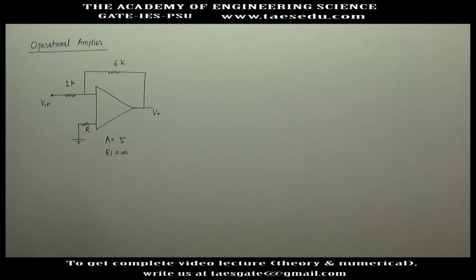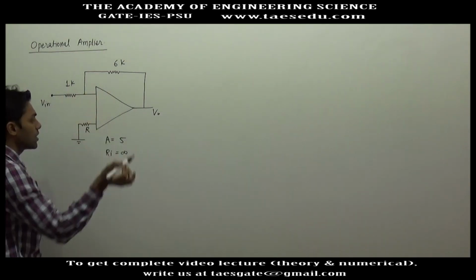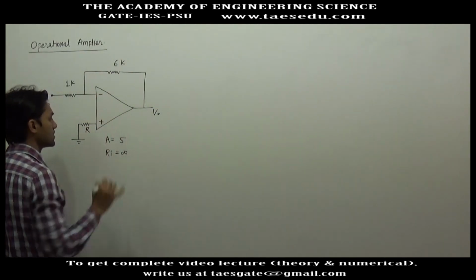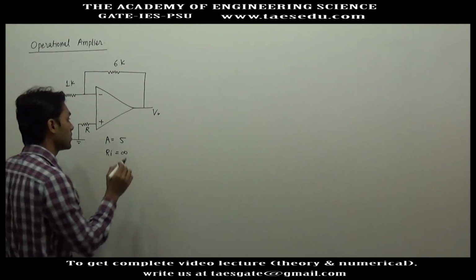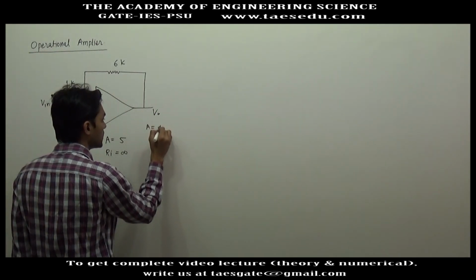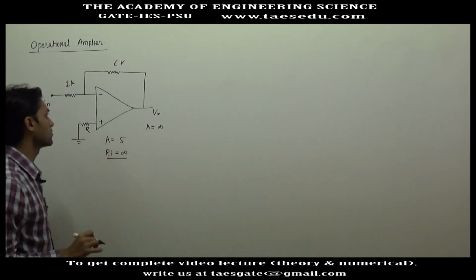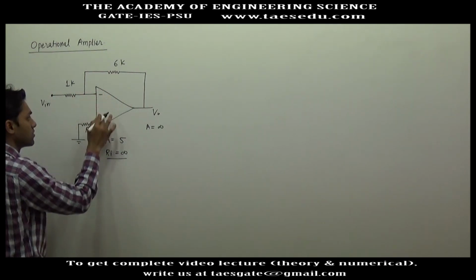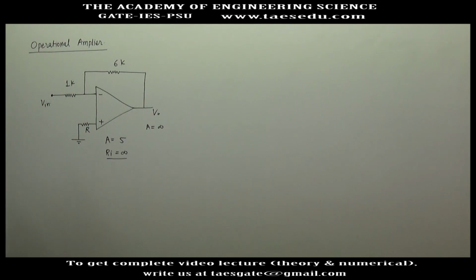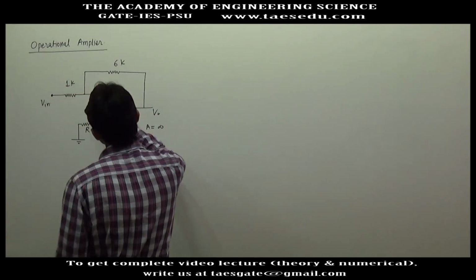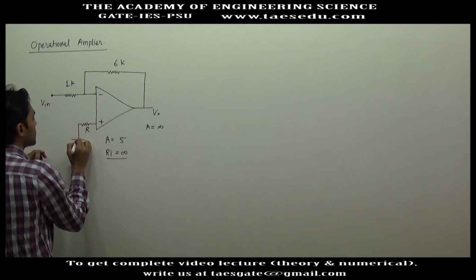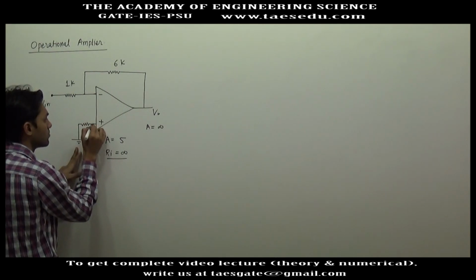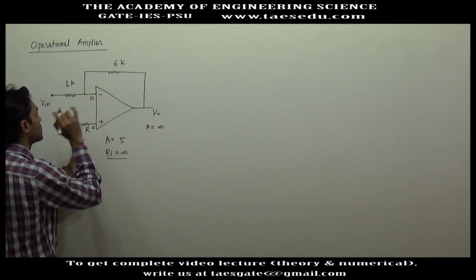Okay, so now if we apply the concept that this potential and this potential are the same, that is applicable only when gain is infinity and input resistance is also infinity. But if we apply this concept, these two voltages are the same, what gain will we expect? If these two voltages are the same, this is at 0 volt, no current can flow here, so there is no potential drop, this will be at 0 volt, this is also at 0 volt.